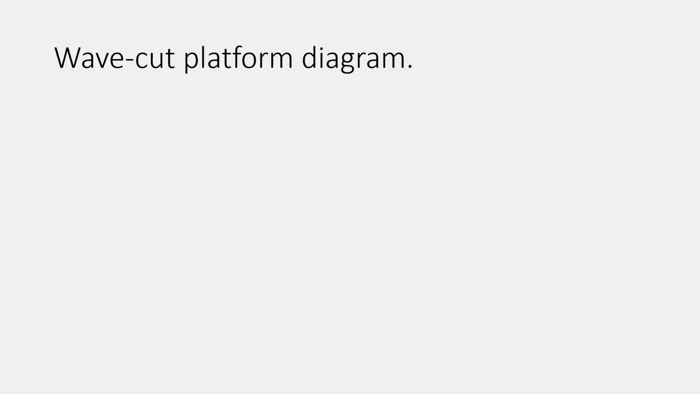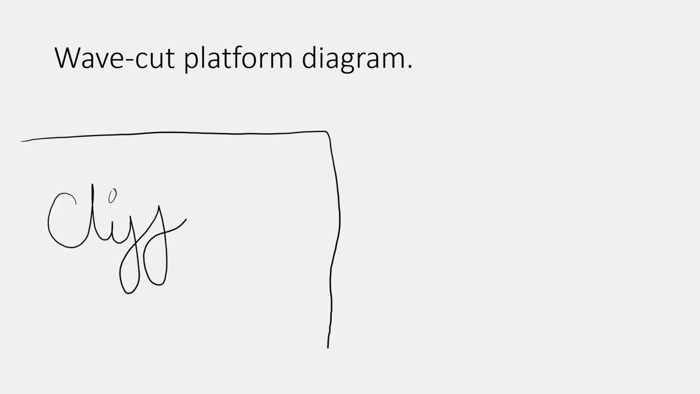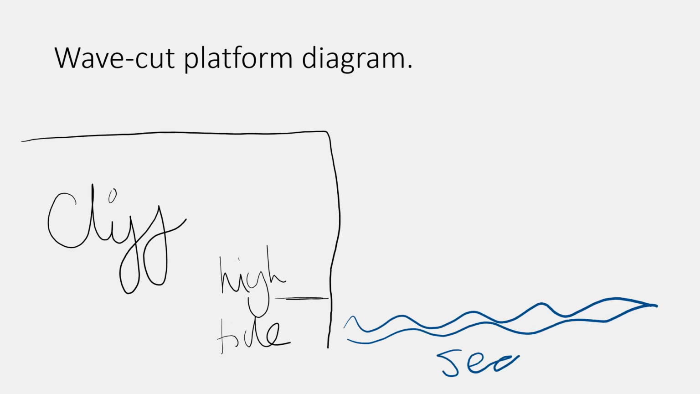Right, so we're going to look at a wave-cut platform diagram. Please feel free to copy this down as I go through it. So the first step, you're just going to draw a cliff. You're going to label at the bottom of your cliff high tide. That is as high as the sea can go.